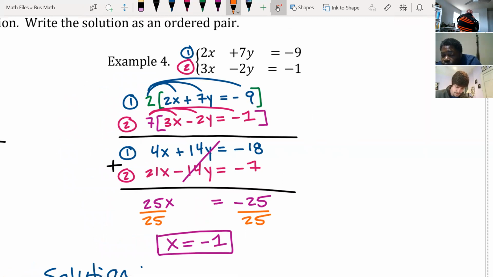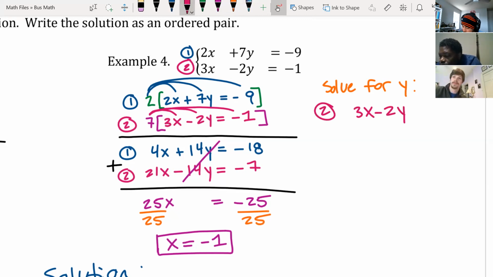All right. So we're going to solve for y. And I'm going to use, I think equation 2 looks easier. So I'm going to use equation 2. I'll rewrite it. 3x minus 2y equals -1. And then I'm going to plug in that value of x is -1 in there. So 3 times -1 minus 2y equal to -1.